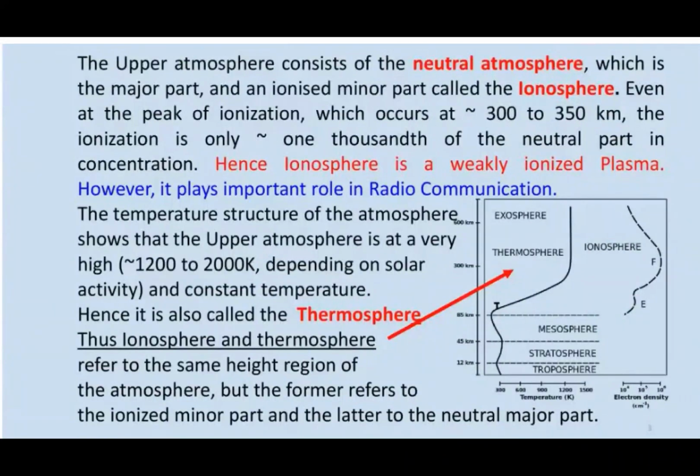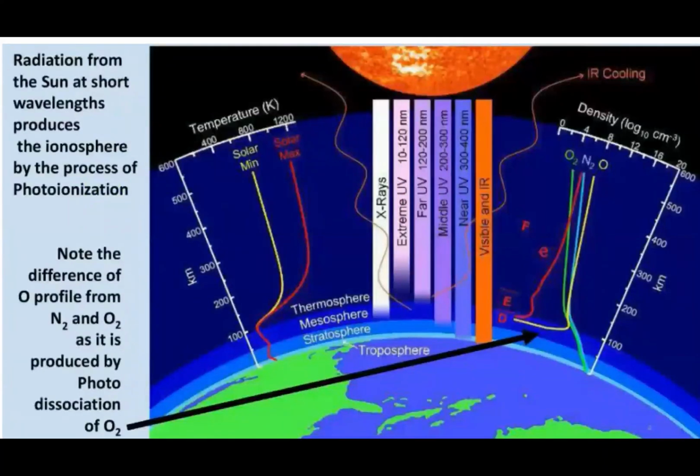So now we see how the ionosphere is produced, and for that the main agency, or the main ionizing source, is the solar rays, the radiation from the sun at short wavelengths, as marked here in the figure. These are all electromagnetic waves, part of the electromagnetic spectrum.